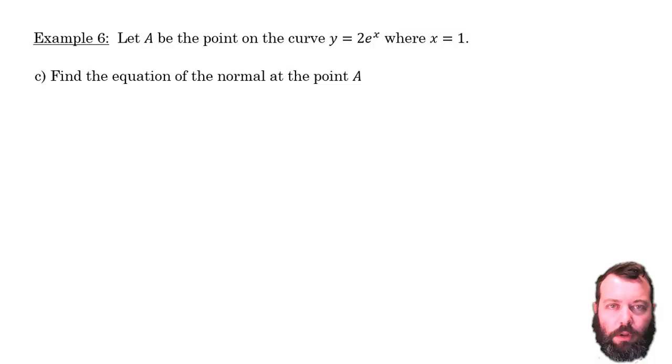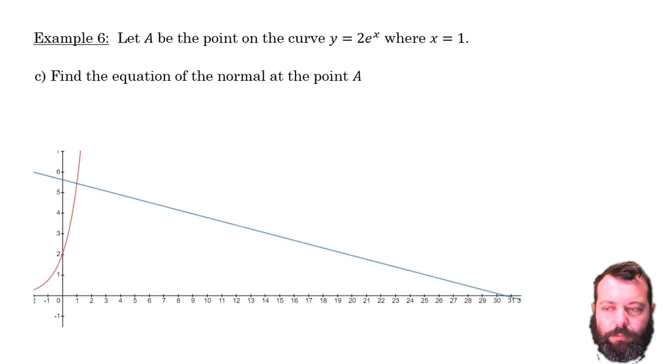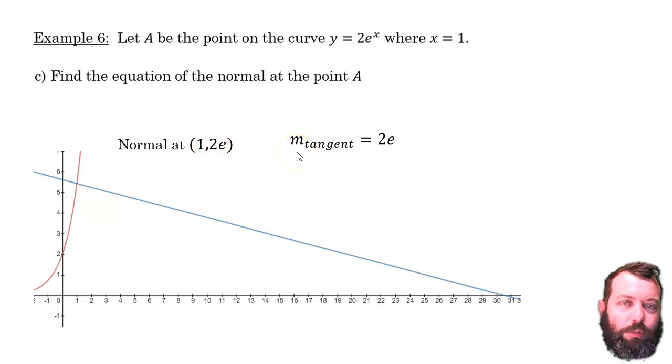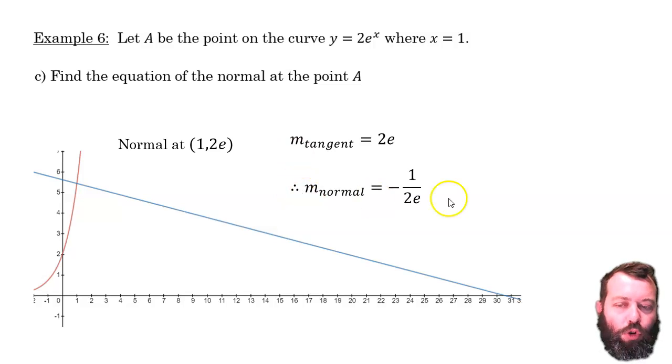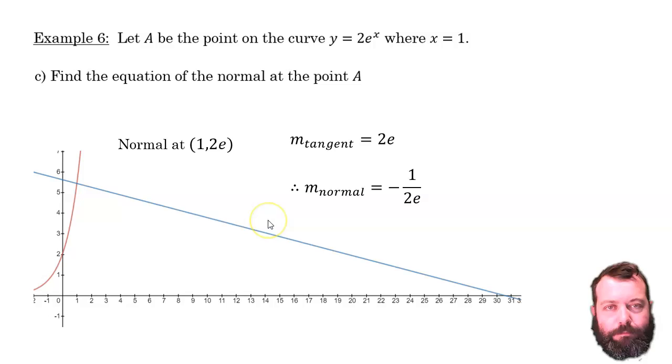That was 1, 2e. We found that before. And I need to find the gradient. So this is what the normal looks like. It's going to be at the point 1, 2e. The gradient of the tangent was 2e, so that means the gradient of the normal is negative 1 over 2e.